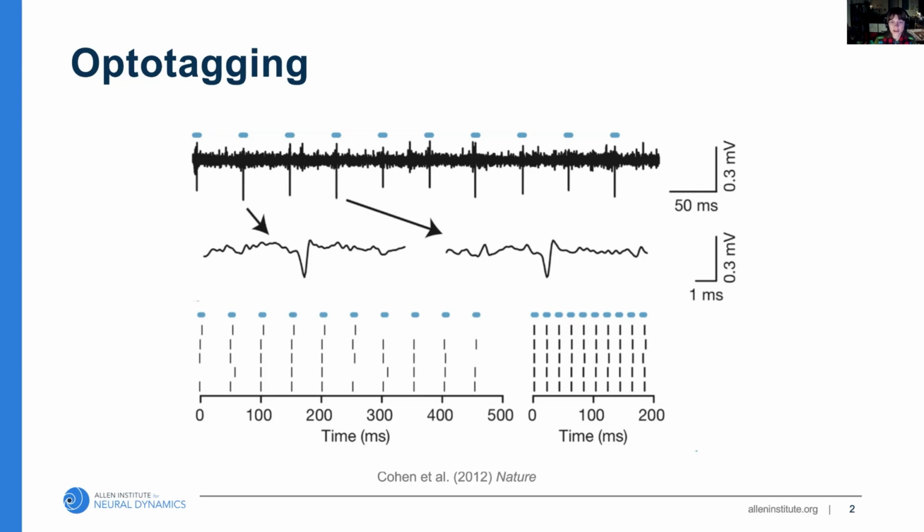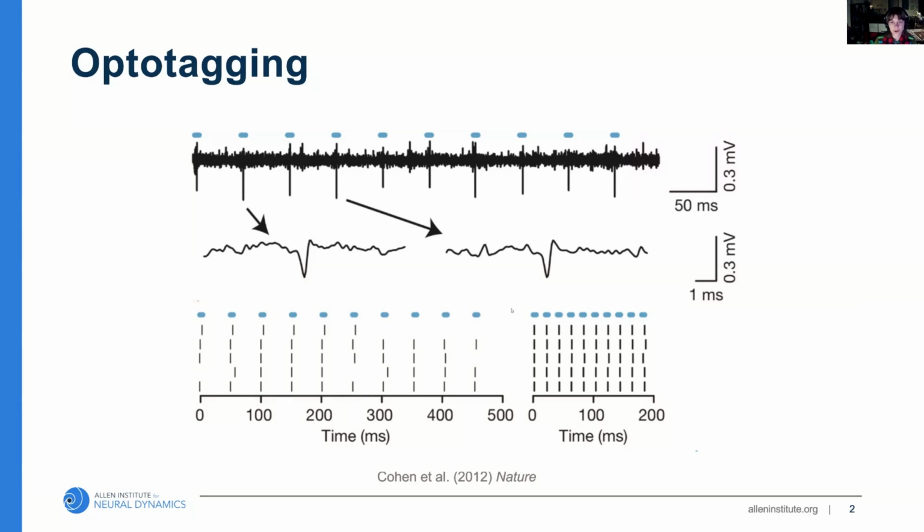known way to identify cell type populations during an electrophysiological recording is this technique that I'm sure many of you are familiar with, called optotagging, where you induce expression of a light-sensitive opsin in a cell type of interest, and then later identify that cell type during an electrophysiological recording by their low latency responses to laser pulses.